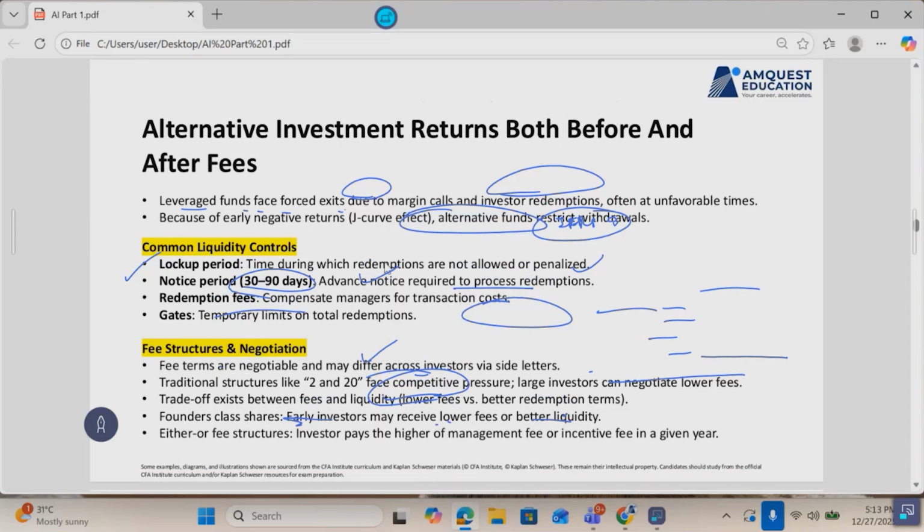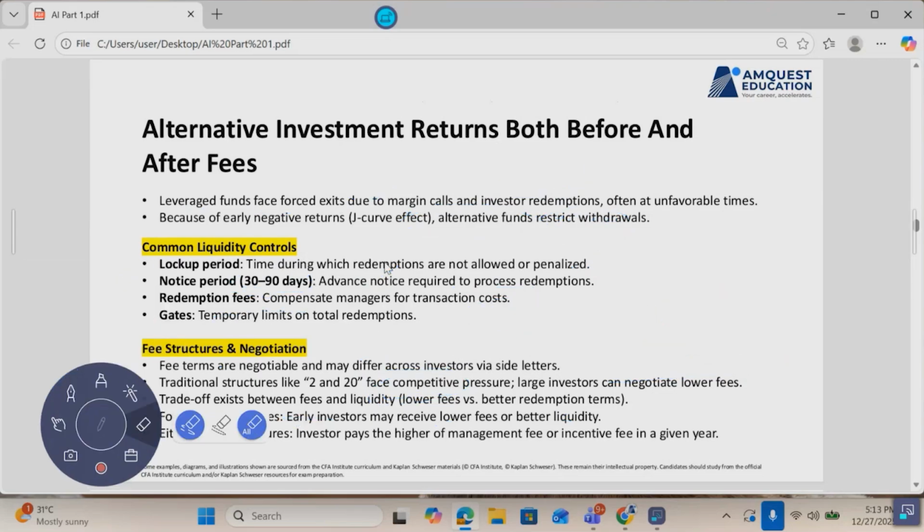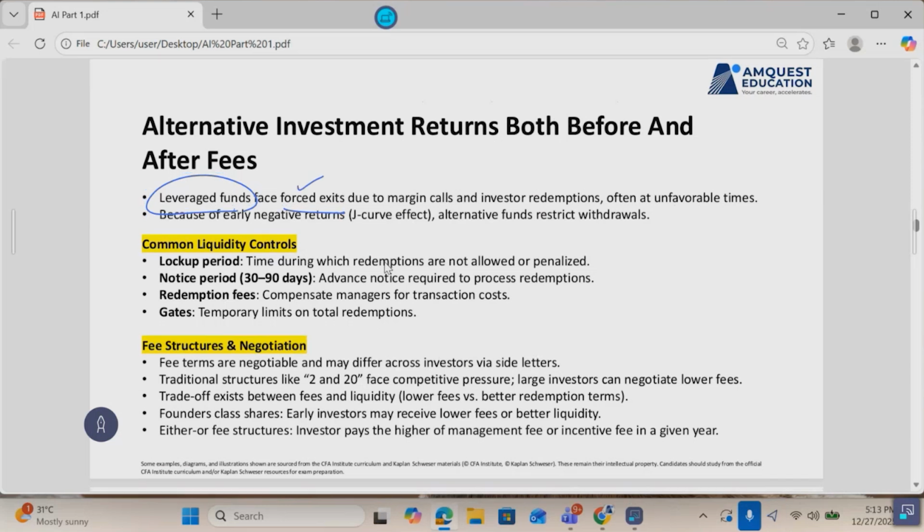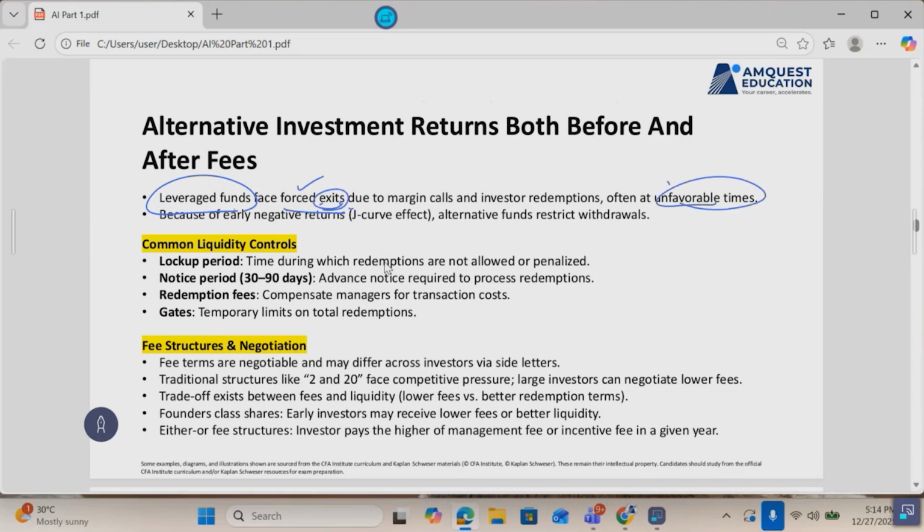So leveraged funds, obviously, if you're leveraging your investments, be careful. You may be forced to exit before the real return is determined. The price may fall, therefore you start exiting, and you book a loss. That's called leveraged funds. Okay. Now remember, there's no problem with exiting, but if you are exiting at an unfavorable time, that's the problem.